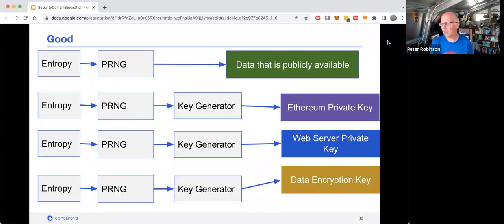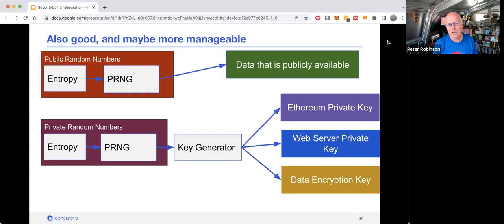But you might find that's a bit unwieldy. And so maybe as a minimum, what you could do is just have public random values and private random values, and just limit yourself to 2 security domains. The other good thing about this is you only got 2 lots of entropy that you're trying to gather at the start. And so that sort of limits the amount of entropy you're having to draw out of the system.